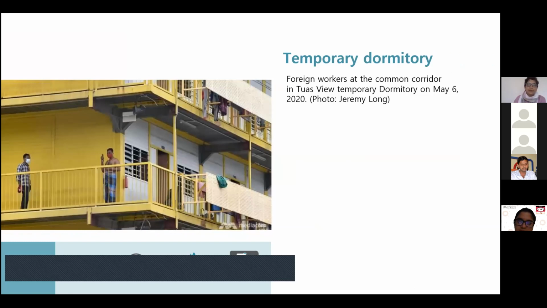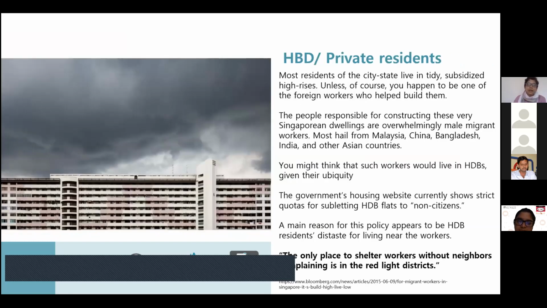These are temporary dormitories. There are these housing development boards, but the citizens of Singapore don't accept, whether it's Indian or Malaysian or Singaporean, even Malaysia, China, Bangladesh especially. These are the immigrants. There is absolutely no inclusion. And so the only area is Geylang area or Serangoon, some districts which are a little red light areas where they are allowed to stay.